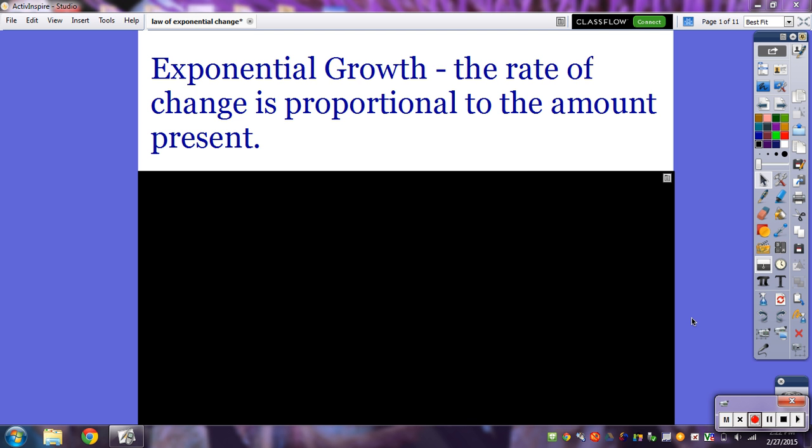Hello, this is Mrs. Taylor, and I'm going to introduce you to the law of exponential change. In order to understand that law, you need to understand exponential growth. Exponential growth is growth in which the rate of change is proportional to the amount present.